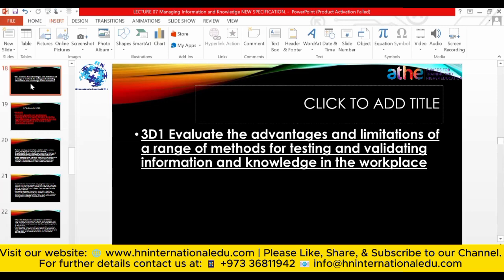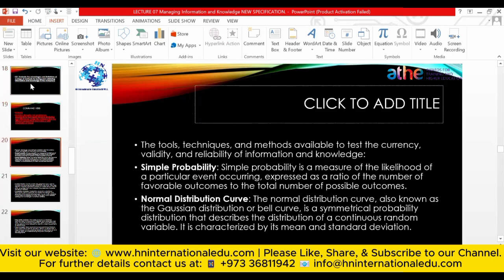Now, there are certain methods. Obviously, now we will be discussing that. First, we will discuss the definitions according to the indicative content. Then we will be doing the question according to the assessment criteria. Those techniques and the methods available to test the currency, validity, and reliability of the information and knowledge.